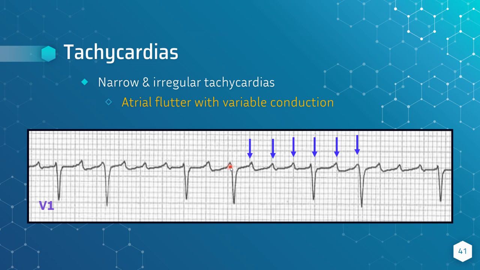And so here's your atrial flutter with variable conduction. So you have that sawtooth pattern going on, that waviness, and then your QRSs are just going to be irregular with your R to R.